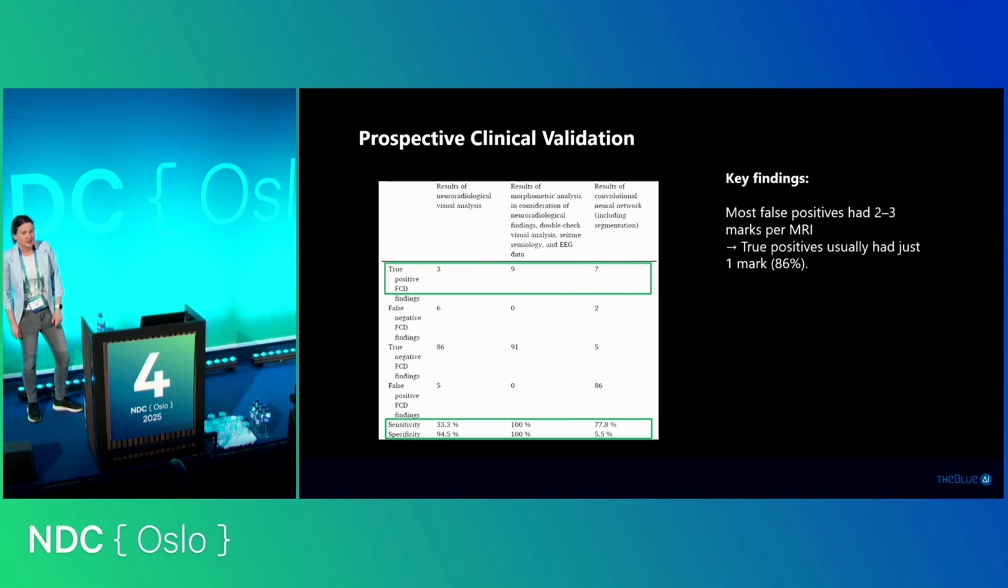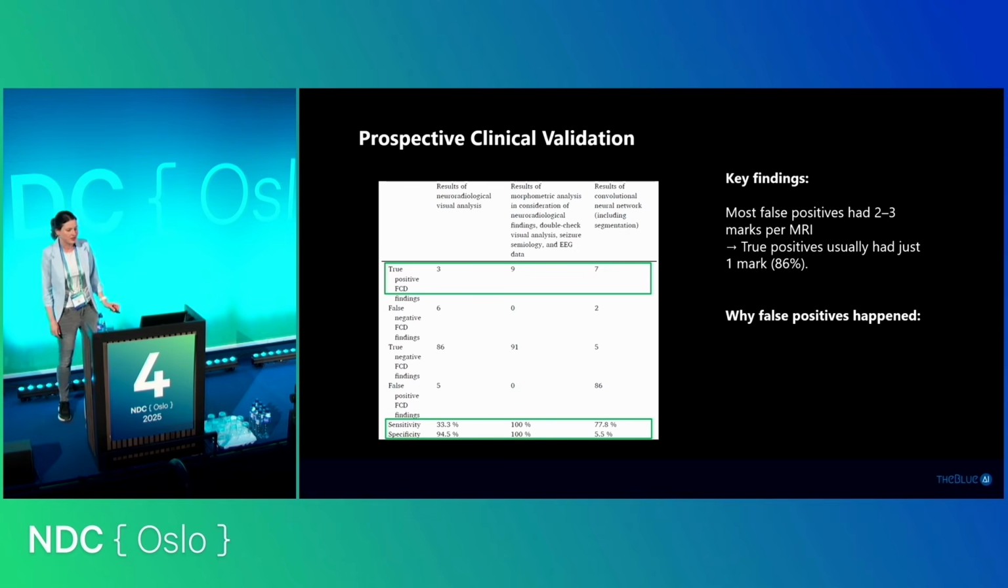So we analyzed it. And what were our key findings? First of all, if the model was saying that they had 2 or 3 FCDs, it was most probably wrong. It is possible, but it happens very, very rarely. And if it said there is only 1, then it was, in the great majority of the cases, right.